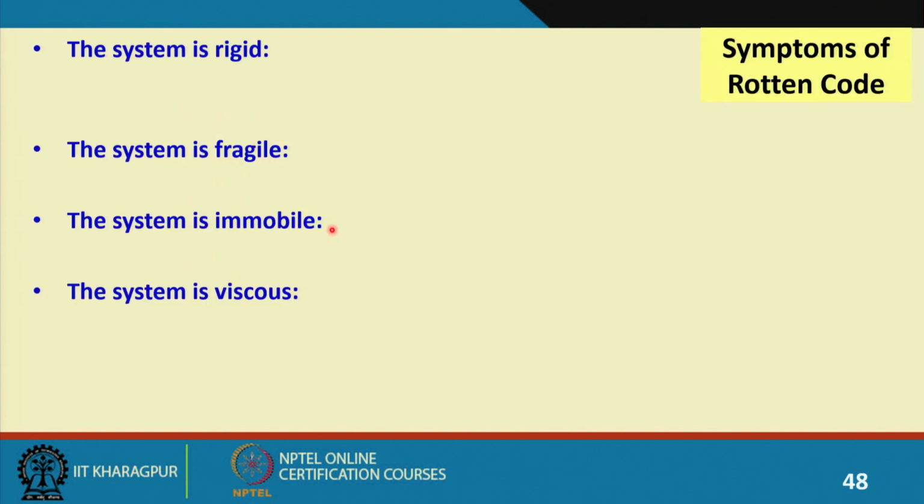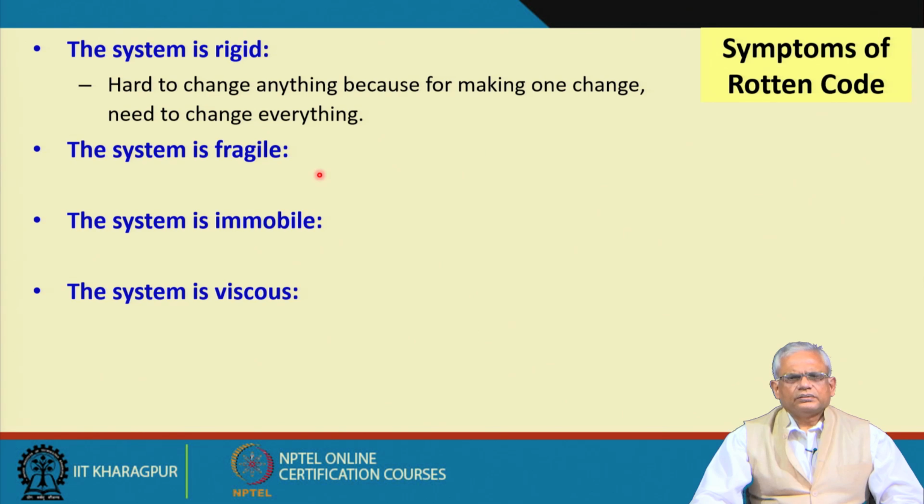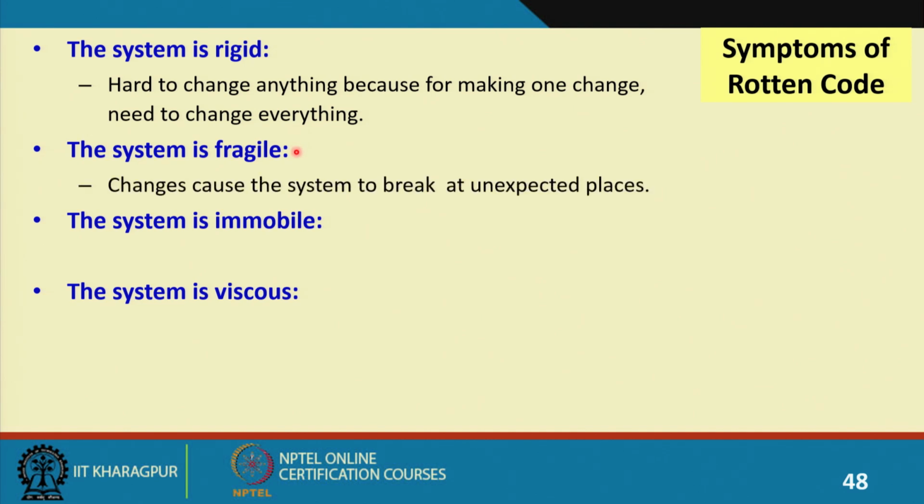In a bad design, the system becomes rigid, everything is tangled, you change one thing and you see that the other thing has to change. The system becomes fragile, you are trying to fix one feature, but as you fix that, the other feature has stopped working. The system is immobile, it becomes hard to reuse anything from the solution that is developed, because the code is so interdependent that you cannot just take out one part and reuse it at other places, you have to take everything.